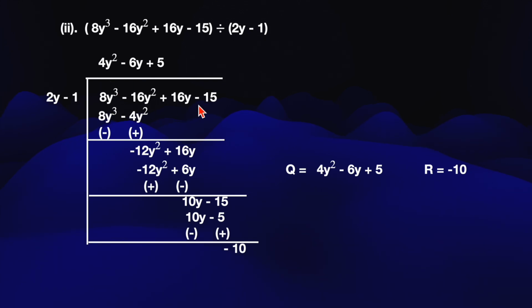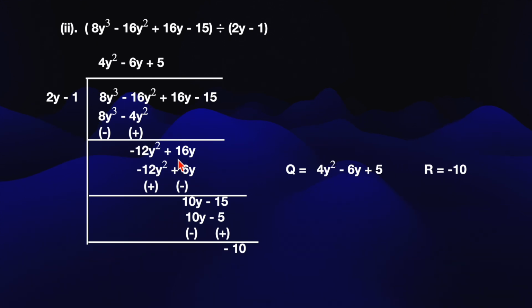Here is the dividend, this is the divisor. Okay, so 8y cube divided by 2y, we get 4y square. Write it on the top. Now multiply with the divisor, we get 8y cube minus 4y square. Here we want both to be plus, so I'm going to make this negative, minus, this minus will also change to plus. So this will become 0, minus 16y square plus 4y square is minus 12y square.